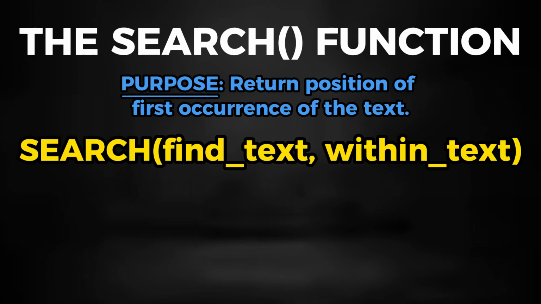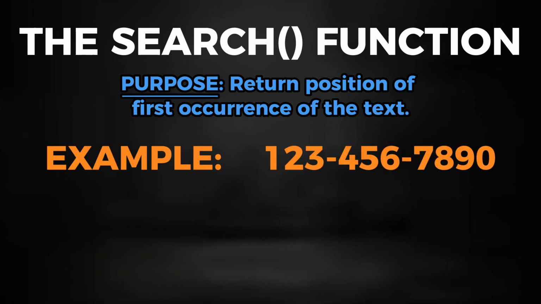So here's the syntax. The first argument is the portion of the text that you want to look for. The second argument is the whole text that you use to find what you specified in the first argument. And here's an example to make this more clear. Let's say that I have the value of the phone number 123-456-7890. And let's say I want to get the position of where the dash is in the text.